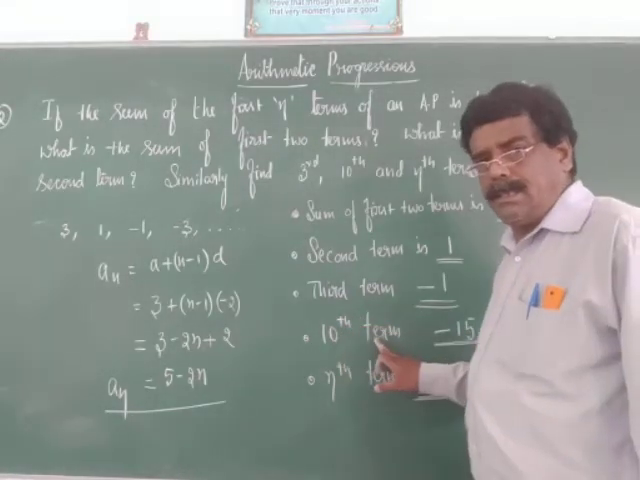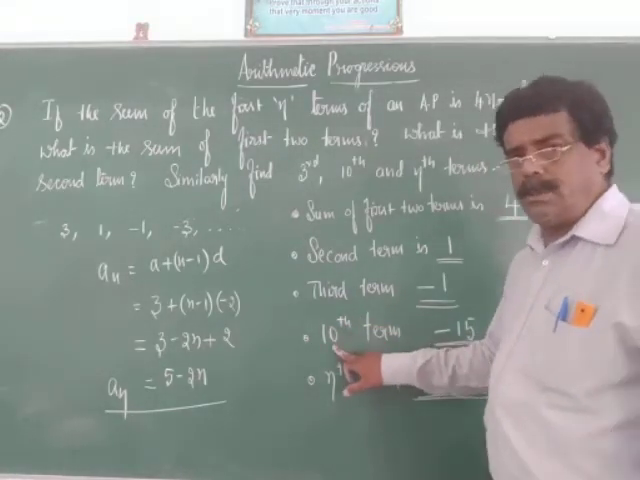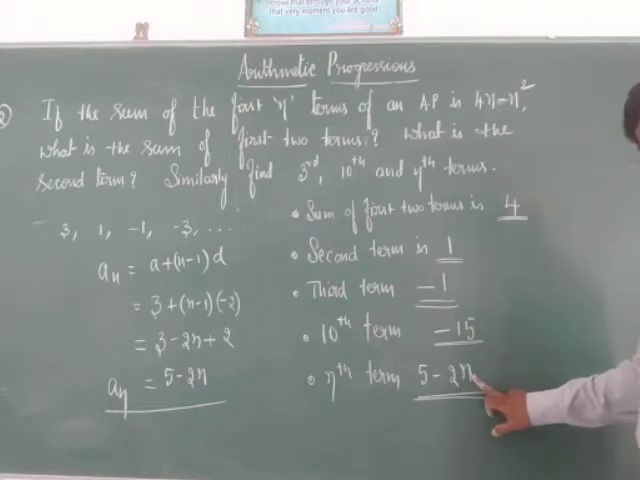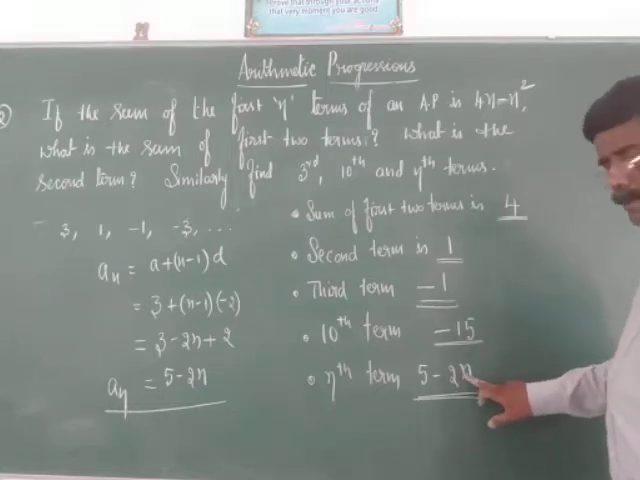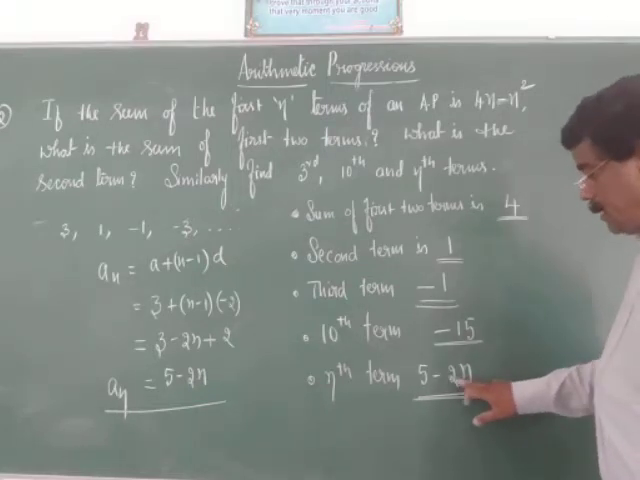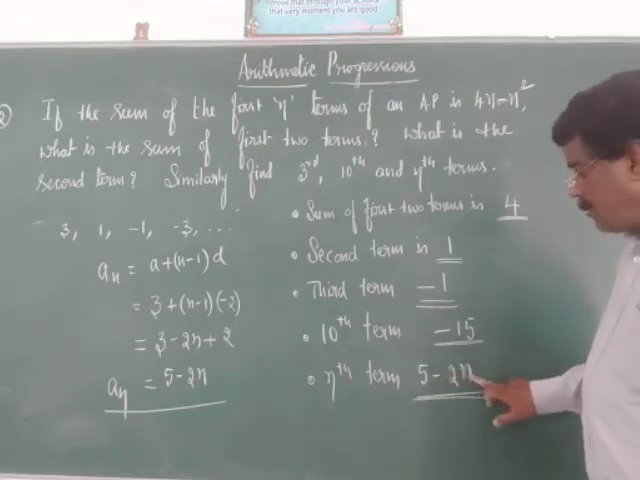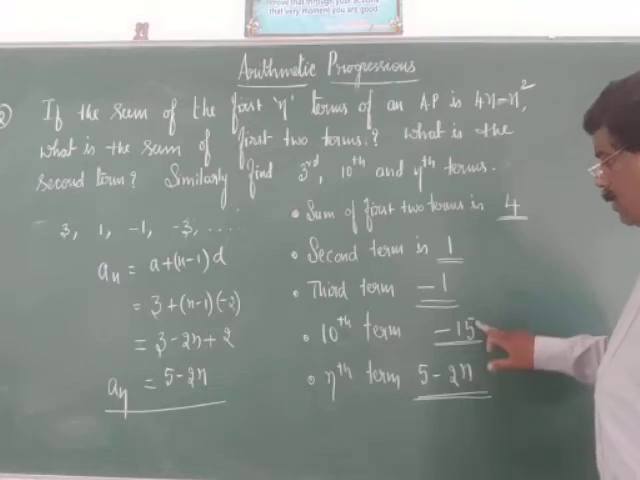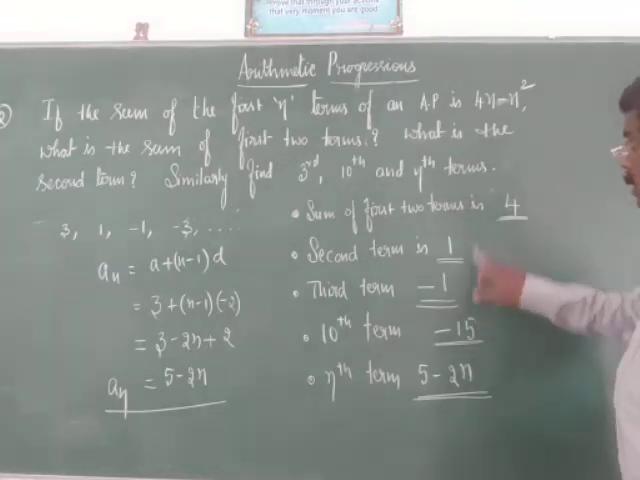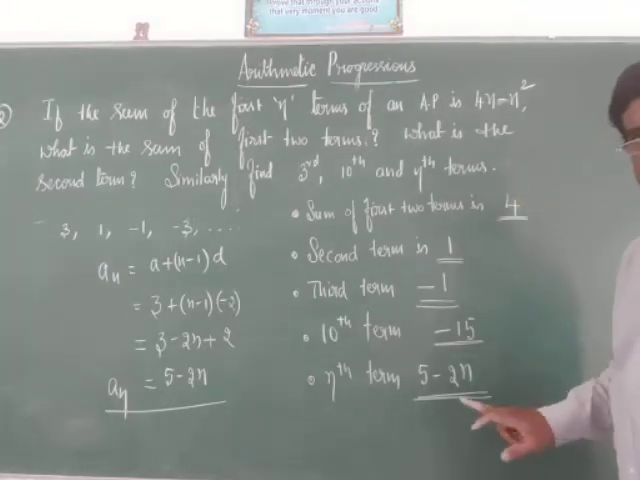10th term means, children, in the place of n, you substitute 10. For example, here, if you write 10, so 2 into 10, it is 20, it's minus 20, and 5 is there. 5 minus 20. 5 and minus 20 will make you minus 15. So all the 5 questions are answered.